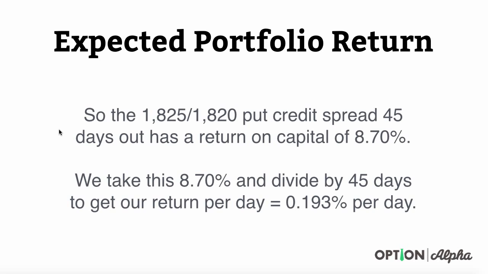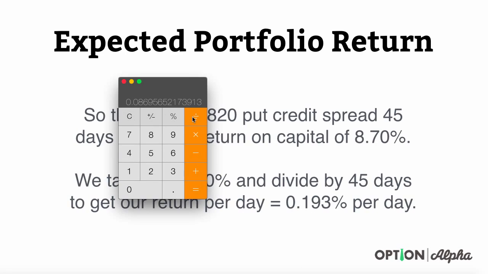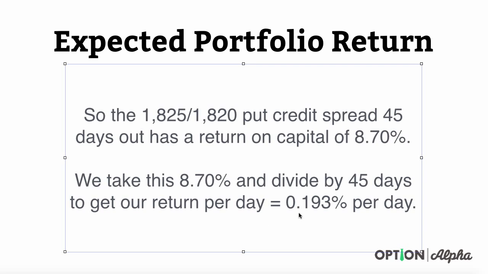The 1825, 1820 put credit spread about 45 days out has a return on capital of 8.7%, which we just calculated. Now we take this 8.7% and divide it by roughly 45 days to get our return per day, which is 0.0193. Here's the calculator. We take that number, divide it by 45 days, and that gets us 0.001932.